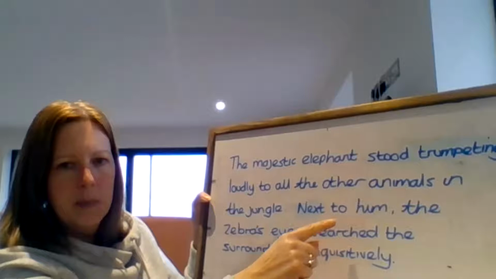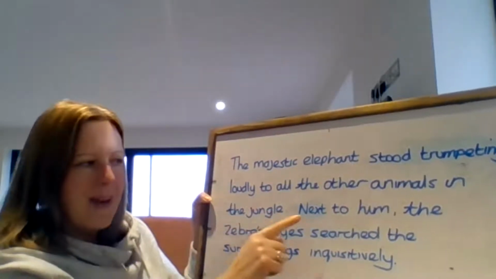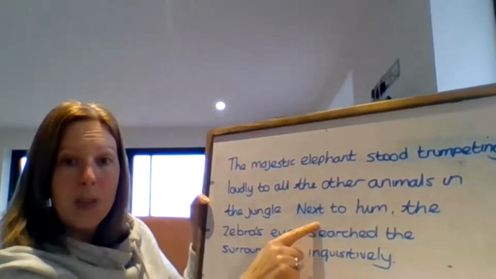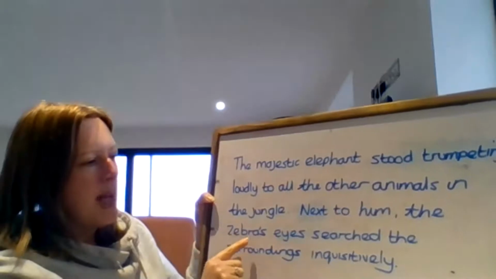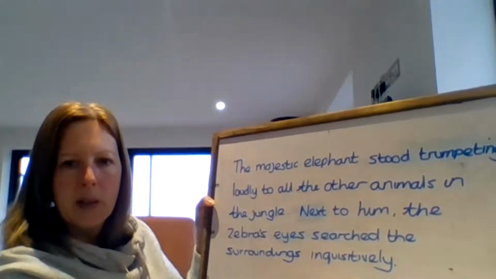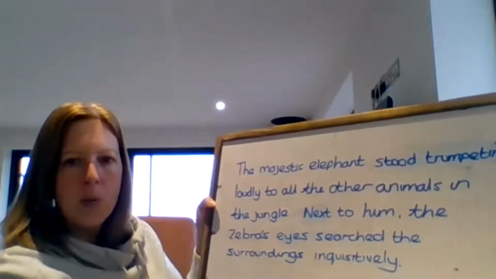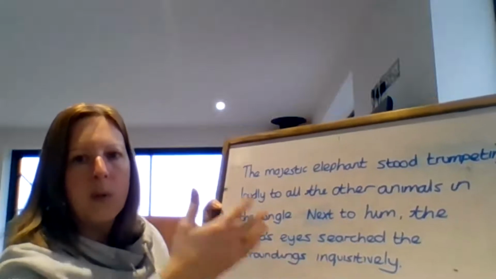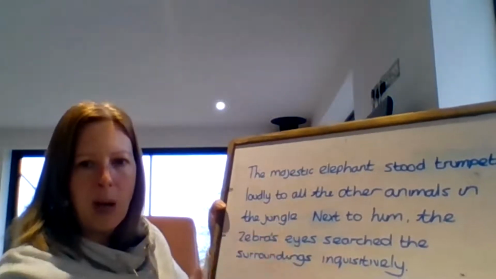Next to him, we talked about those word types as well, didn't we? Next to him, what type of word would that be? Next. That's our preposition, isn't it? What we talked about last week. Next to him, the zebra's eyes searched the surroundings inquisitively. So it's looking. Now, I've only used some of those words from the list that I had there. So I could keep going with those different word types and keep adding to my description and thinking about my openings.